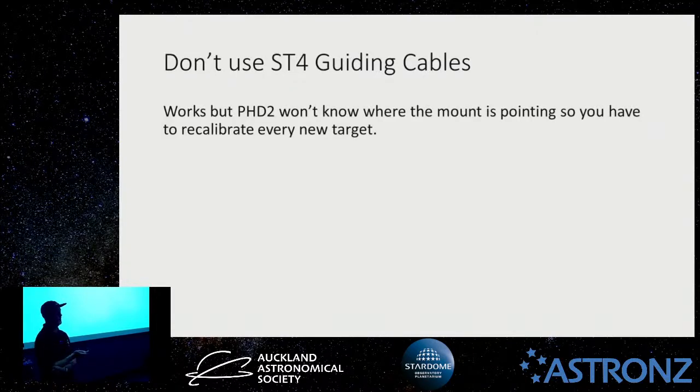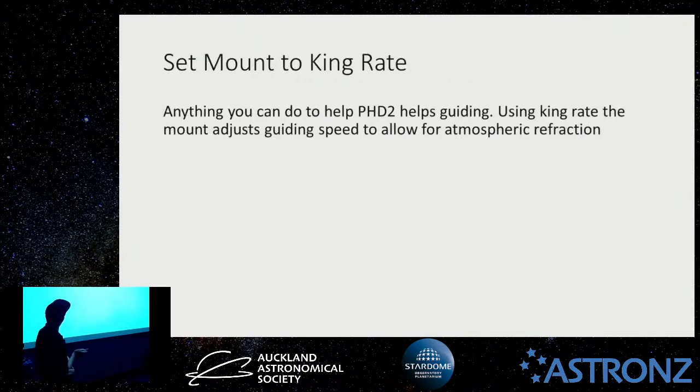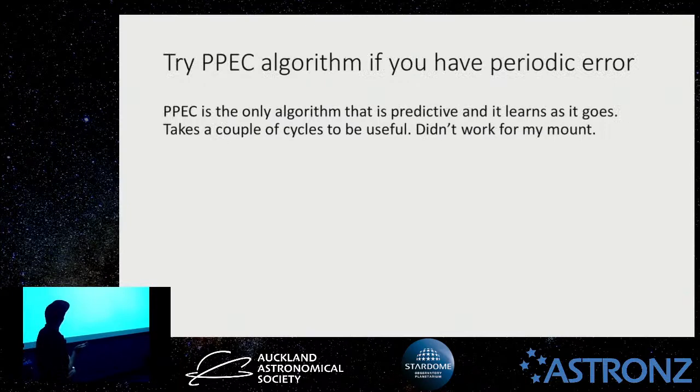Don't use ST4 guiding cables, because you have to recalibrate the camera guiding every time. Set the mount to king rate if you've got king rate rather than sidereal rate, because king rate takes into account atmospheric refraction, and so it adjusts the speed of the mount depending on where it's pointing in the sky. Try predictive PEC, because that's the only algorithm that tries to predict mount error, and so it may produce better guiding for you. It didn't work for me.